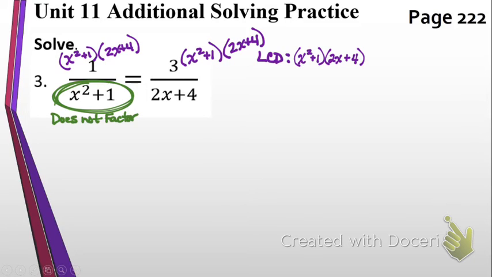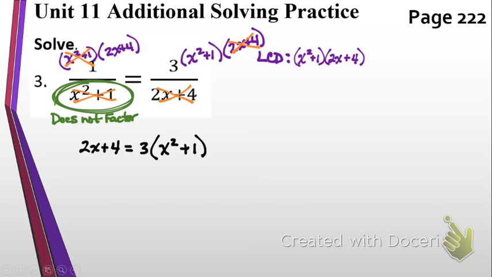What's going to cancel on my first one? x squared plus 1. And so I just have 2x plus 4 left. Technically, I need to distribute a 1 to it. But if I distribute a 1 to it, I end up with the same thing. What cancels on my second expression? 2x plus 4 cancels. So I still have the 3, and I have x squared plus 1.